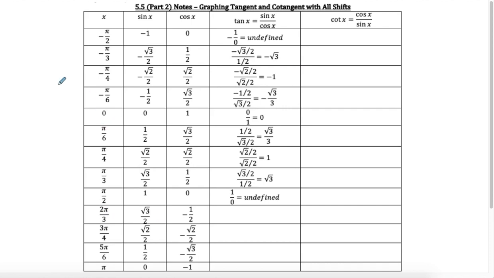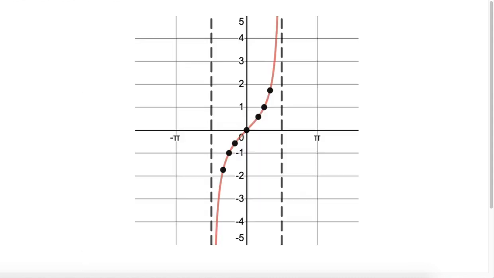But if I were to graph these, with the angle as my x value and the tangent as my y value, this is what that one period would look like. We have asymptotes at negative pi over 2 and positive pi over 2, and then here are those other 7 points that we just calculated. So go ahead and jot this graph down on your paper as well.